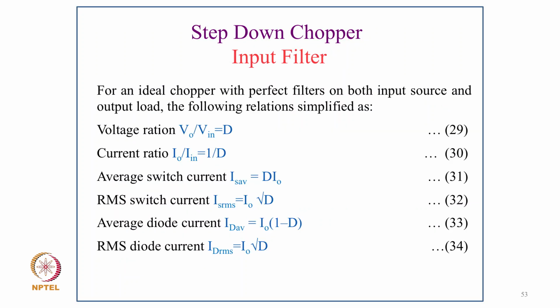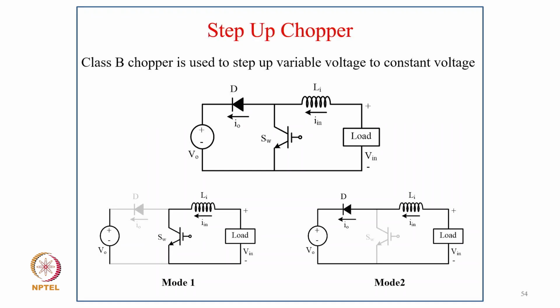So, for an ideal chopper with perfect input source and the output load, shown in the figure, the following relations hold. The voltage ratio is V0 upon V_in equal to D, and current I0 upon I_in equal to 1 upon D. The average switch current is D into I0, and RMS switch current I_S is I0 under root D. Average diode current is I0 into (1 minus D), and RMS diode current is equal to I0 under root (1 minus D). So, now coming to step up chopper.